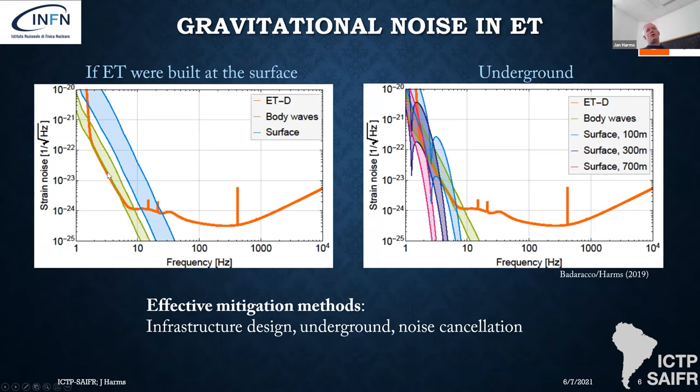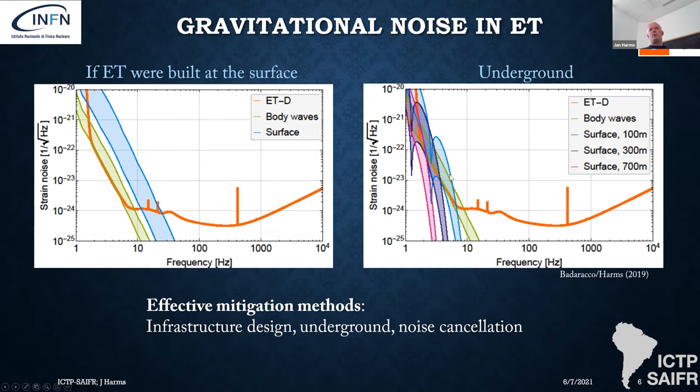And if we build ET at the surface, then by orders of magnitude, you would be limited at low frequencies by noise from the gravitational background. And there's really no way that you can deal with that effectively at the surface. So for this reason, it was decided to build the Einstein telescope underground.